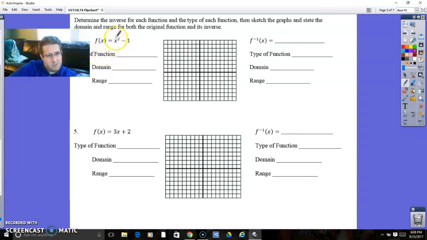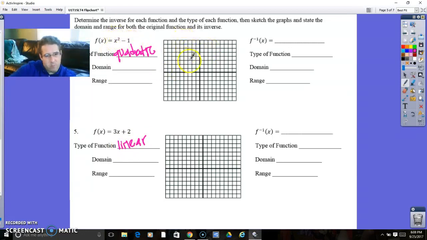So, type of function. This is a quadratic. The reason I know it's quadratic is because anything with x squared is quadratic. Anything that's multiplied by x is going to be linear. So this is quadratic, and this is linear.